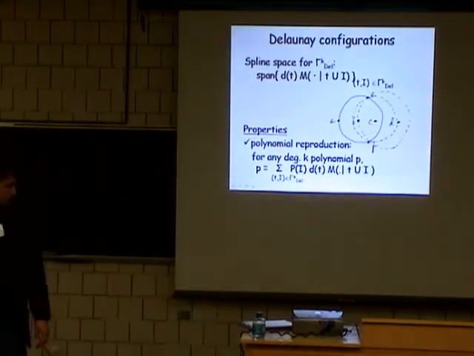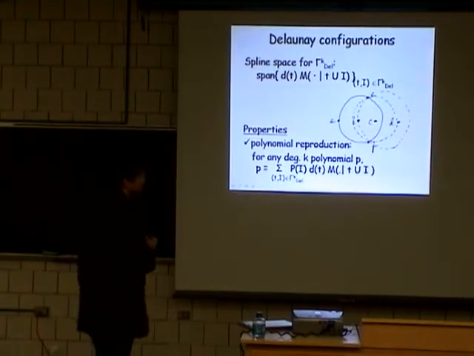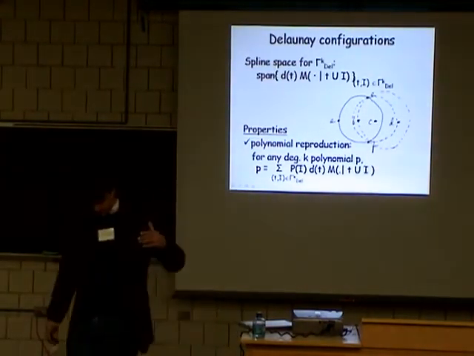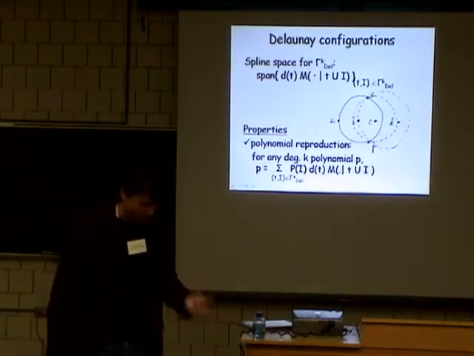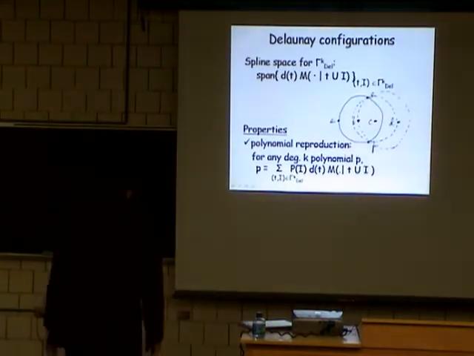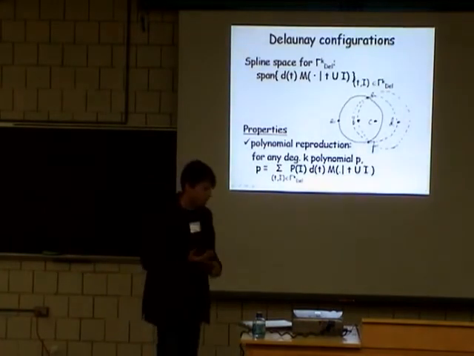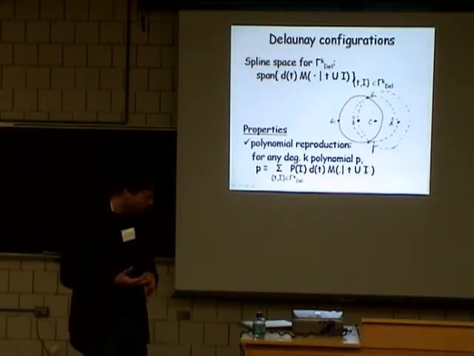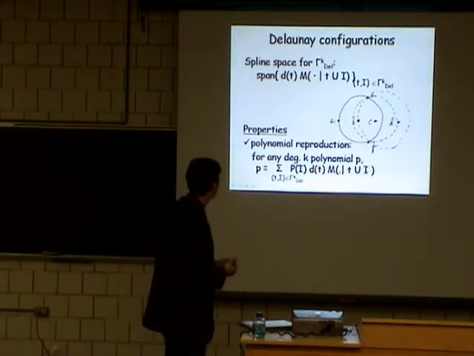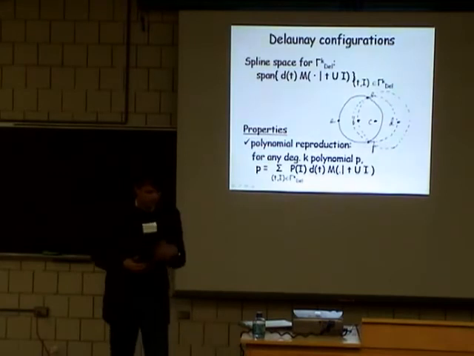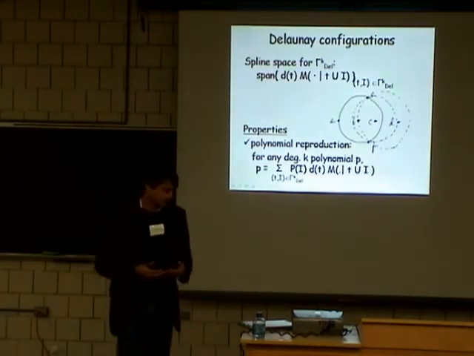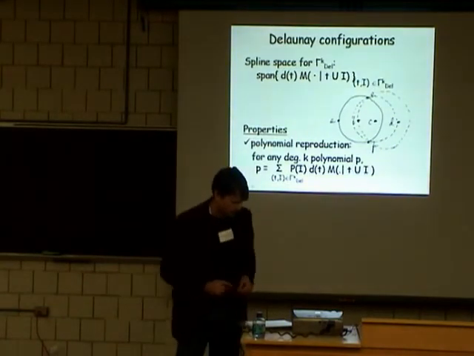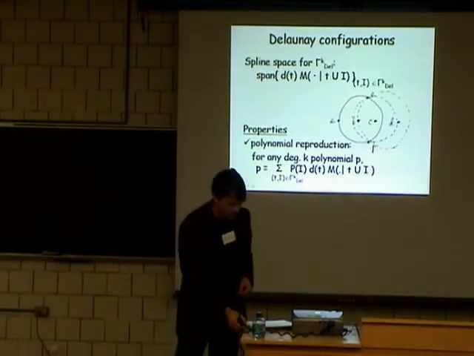Neamtu's theorem is that you get a spline space if you use these configurations. What properties does the spline space have? Well, it has the local support and the smoothness properties just from the spline. And the interesting ones are partition of unity and polynomial reproduction. And he proved that you get both of those. The interesting one is polynomial reproduction using this as a basis.